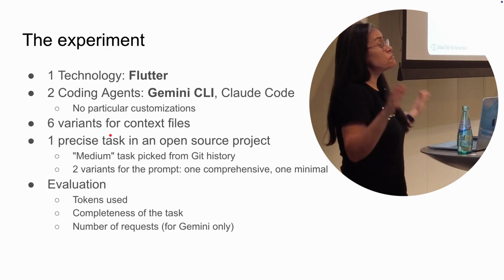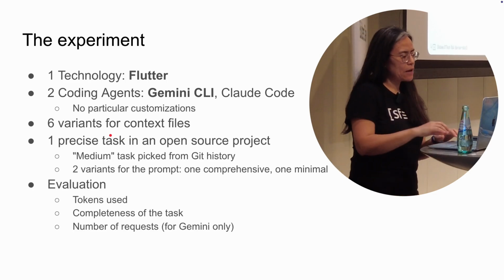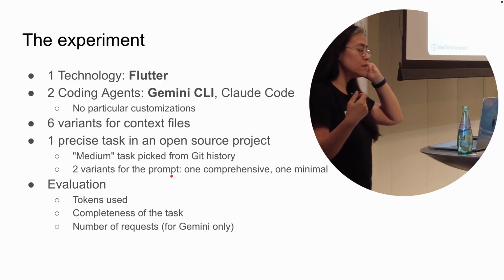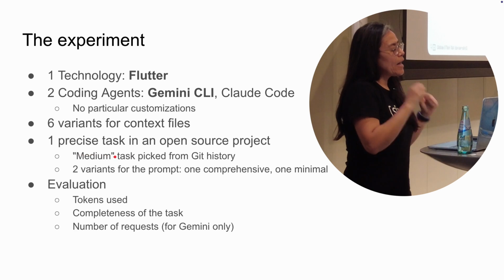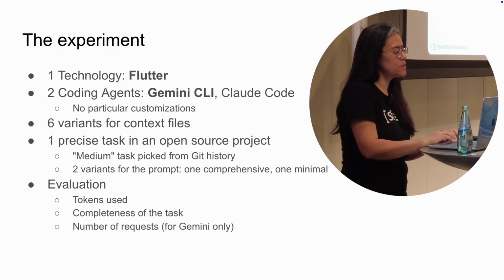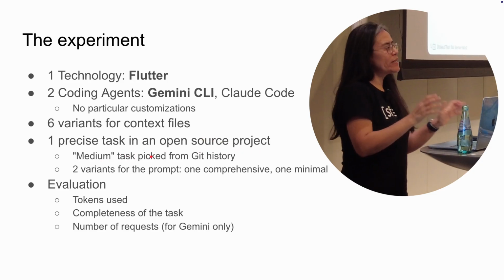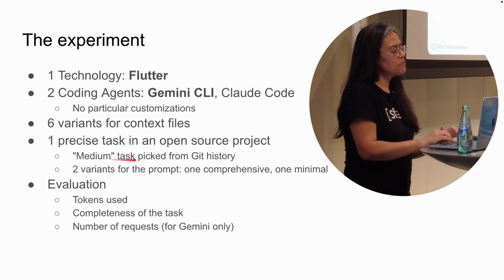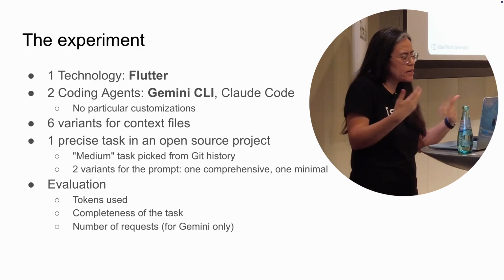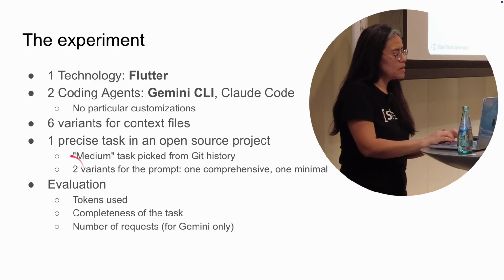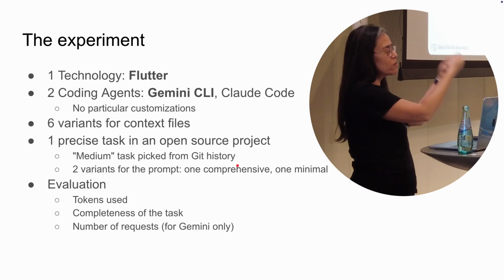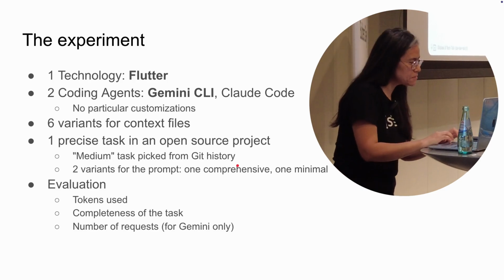I came up with 6 variants of context files that I'll be presenting after. In order to evaluate the performance of those context files, I picked one very precise task from an open source project. I evaluate that task as a medium task that would take maybe 1 day, or even less, to be made. I looked at the Git history, so this is a task that was already on the project, and I only cherry picked it.